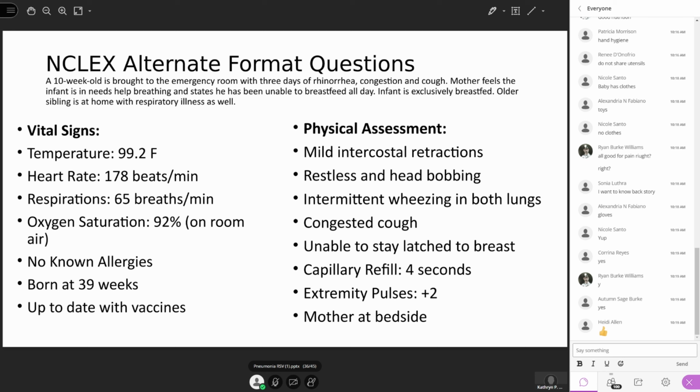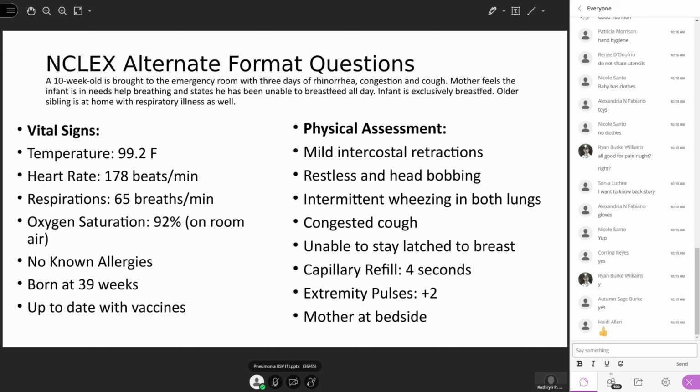So here's the assessment for the baby. They're giving you this information. The temp is 99.2. The heart rate is 178. Respiration 65. Sat 92 on room air. No known allergies. Born at 39 weeks. Up to date on vaccines. In the assessment, mild intercostal retractions, restless head bobbing, intermittent wheezing in both lungs, congested cough, unable to stay latched to the breast, capillary refill is 4 seconds, and the extremity pulses are 2+, and parents are at the bedside.